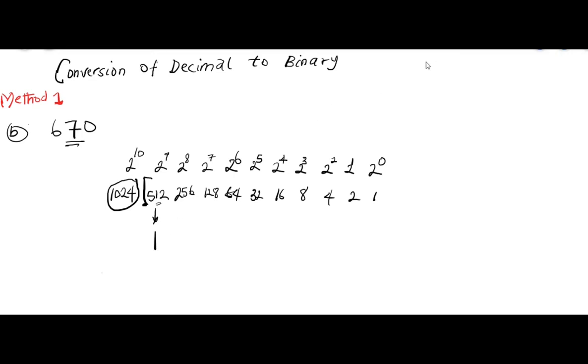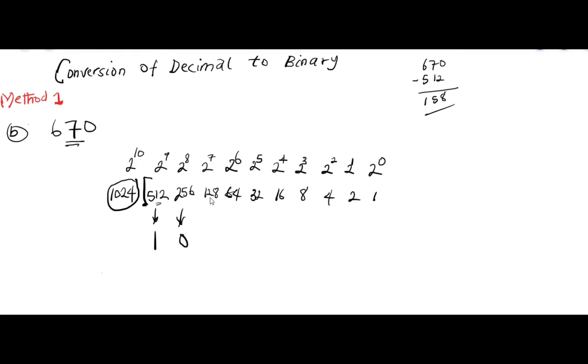So we will now have 670 minus 512, which is 158. Okay, so we have 158 left. So we have to distribute 158 to these numbers. We are going to combine these numbers to give us 158. All right, so 256 is greater than 158, so we are going to turn it off. We are not using it.